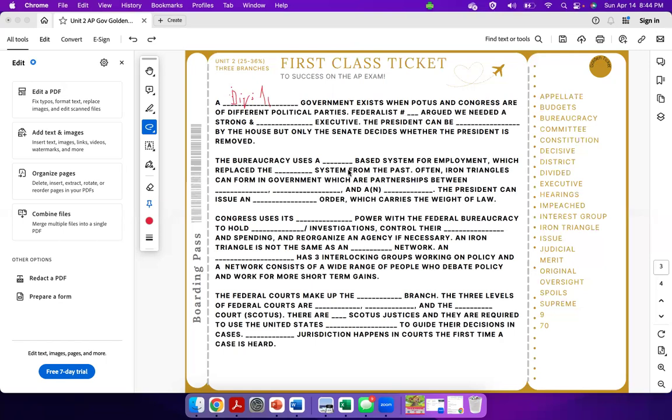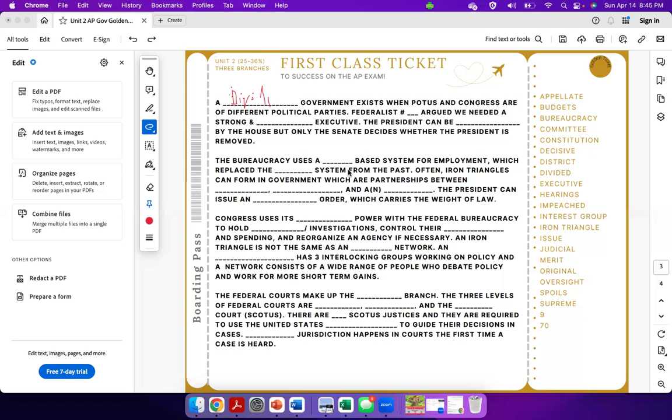A merit-based system for employment, which replaced the blank system from the past. Andrew Jackson was very guilty of this. He hired all his friends, even though they probably weren't qualified. To the victor go the spoils. The spoils system, right? When presidents used to just appoint their buddies because, well, they're buddies, right? Even if that person might not have been qualified for that position. To the victor go the spoils.